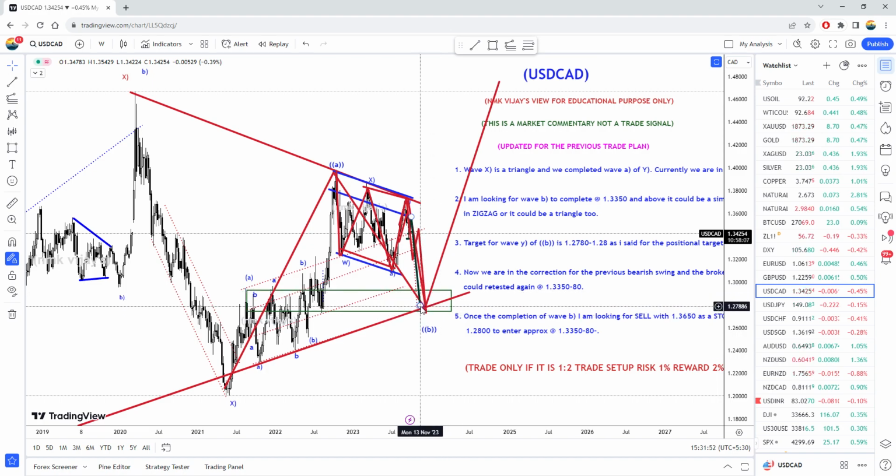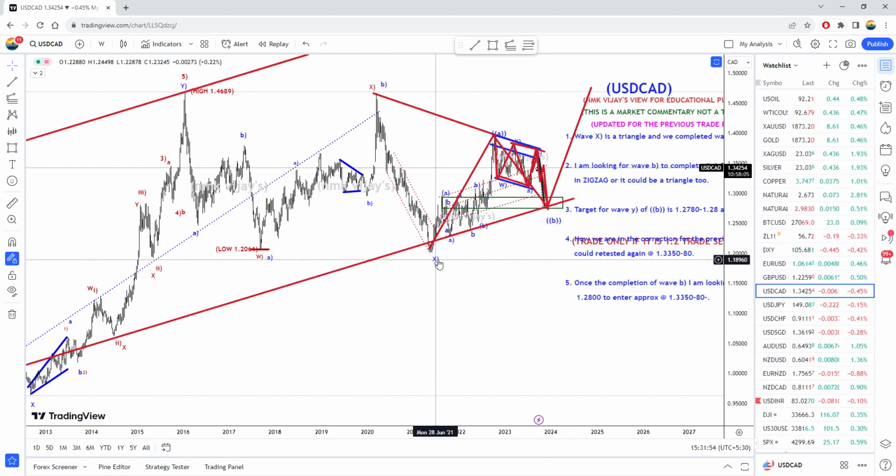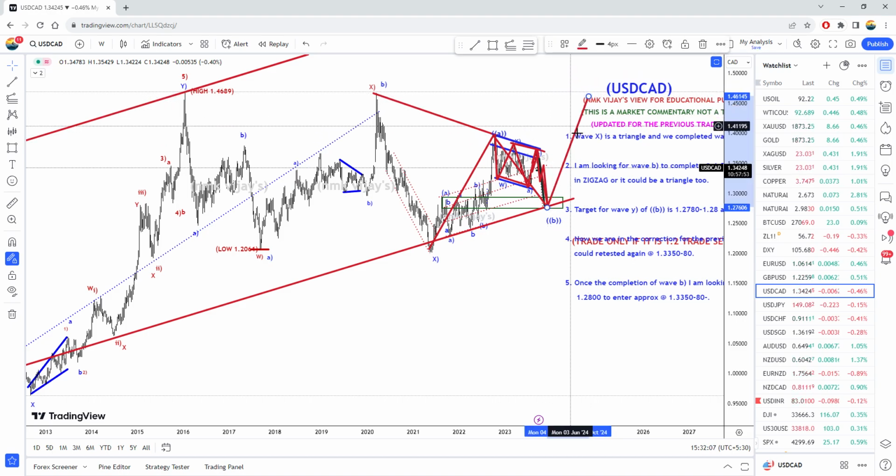or 1.28. So this is the one, it's a 3-wave structure, again a 3-wave structure. So what it could be, another 3-wave structure, whether it is going to break above this one or it is going to reach the previous resistance zone with 3-wave structures. So once this is completed, we need to be sure about this.